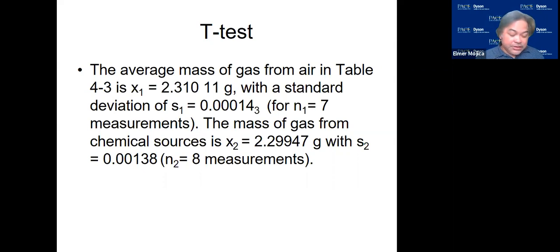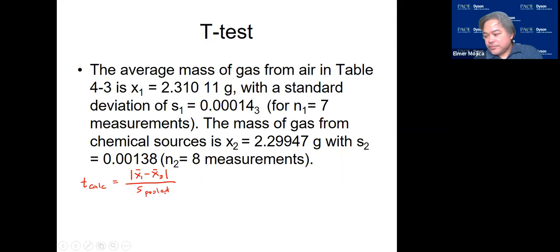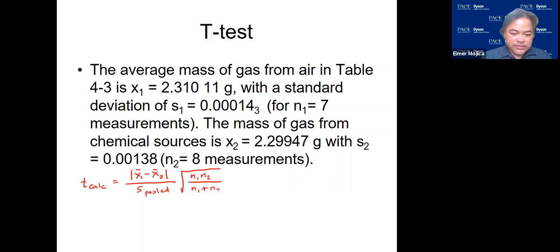So what you're going to do here is calculate the t. And the formula that you have here is this. t calculated is equal to the absolute value of the difference of the averages, x1 minus x2, over s pooled, times the square root of n1 times n2 over n1 plus n2.